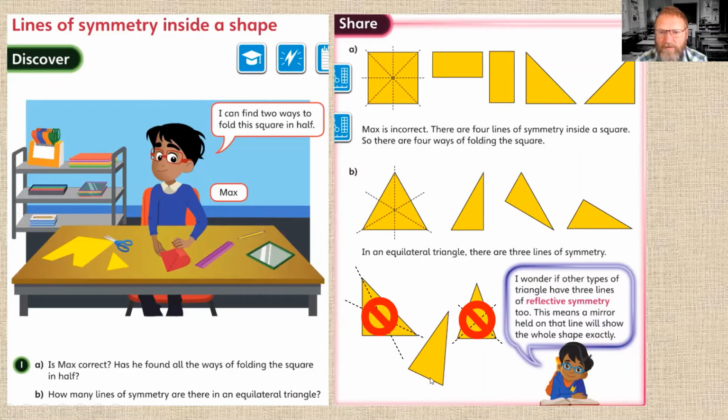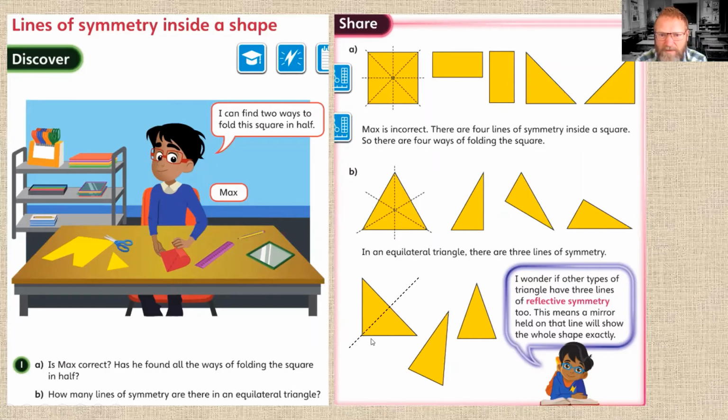And finally, we've got a scalene triangle, all different sizes. The sides are all different sizes and all the angles are different sizes as well. So no matter where we put lines here, if we go from the corners to the middle of the opposite side, that is not going to give us any lines of symmetry. However, if we look at the isosceles triangles again, if we went from this corner to halfway, you can see both sides now are the same size and they look the same.